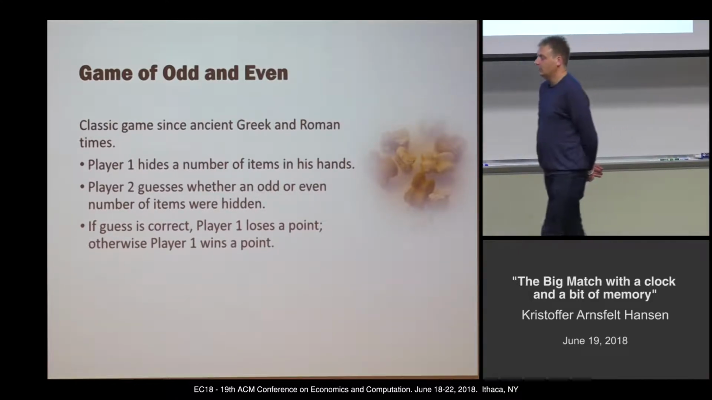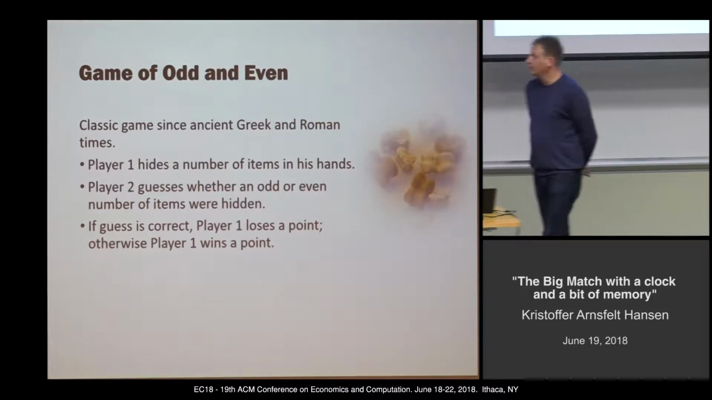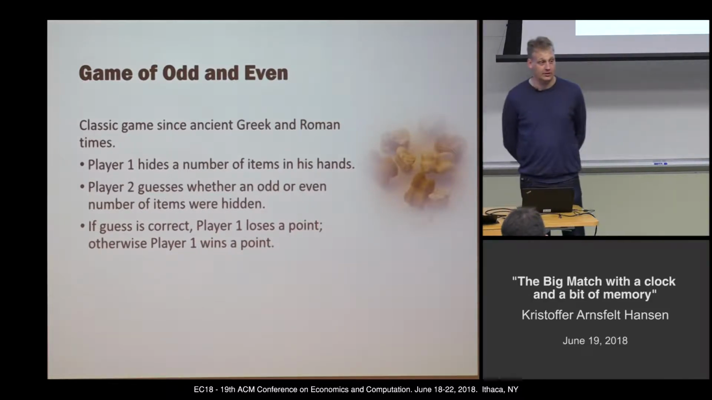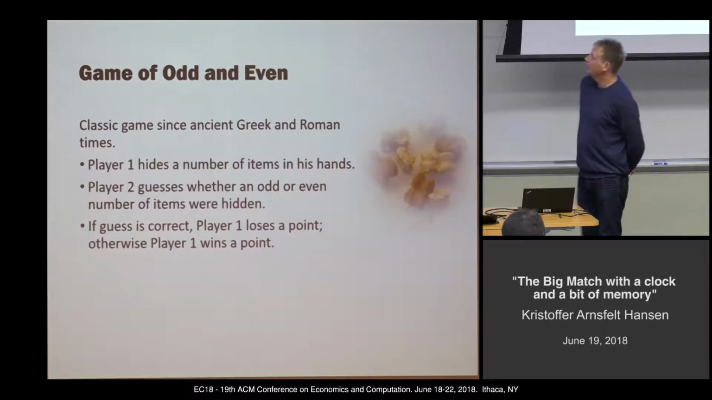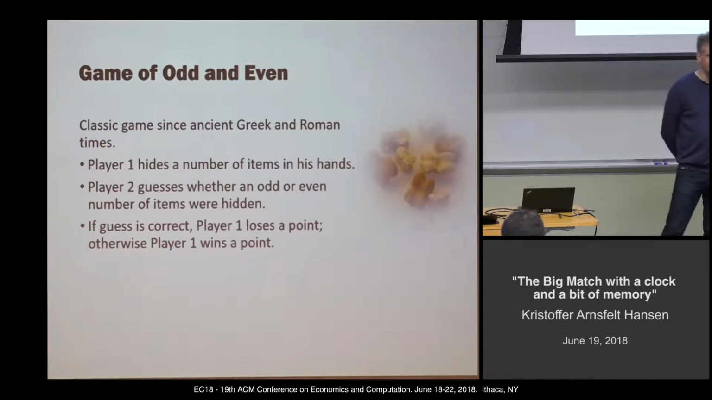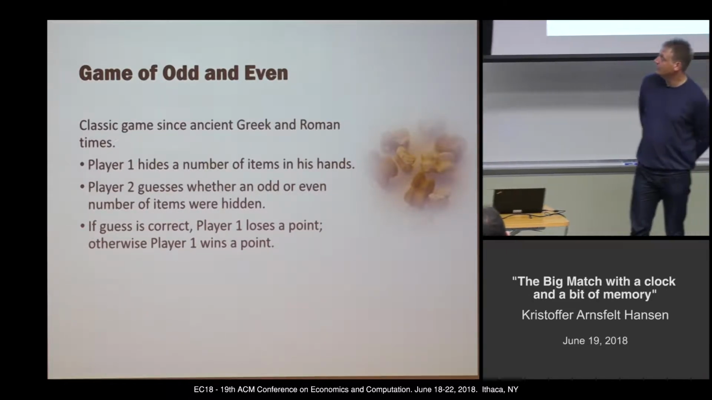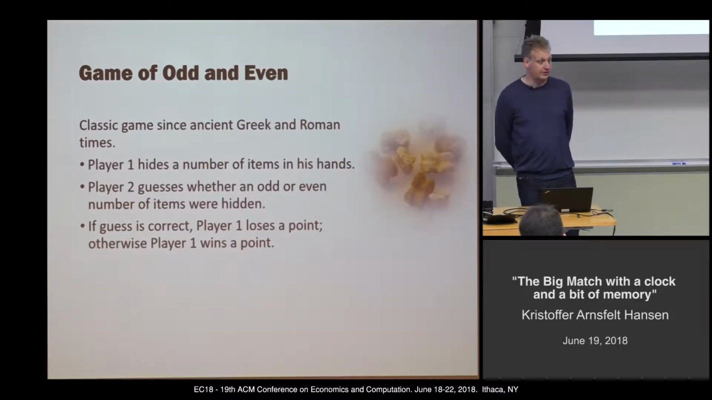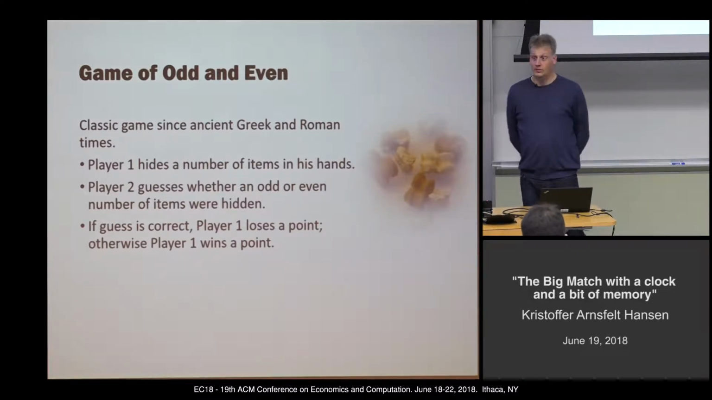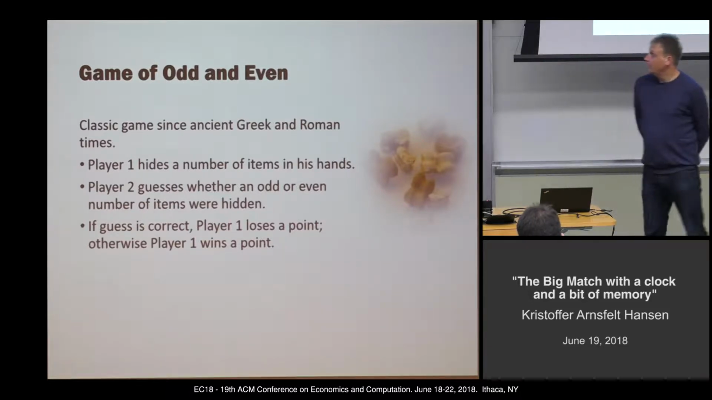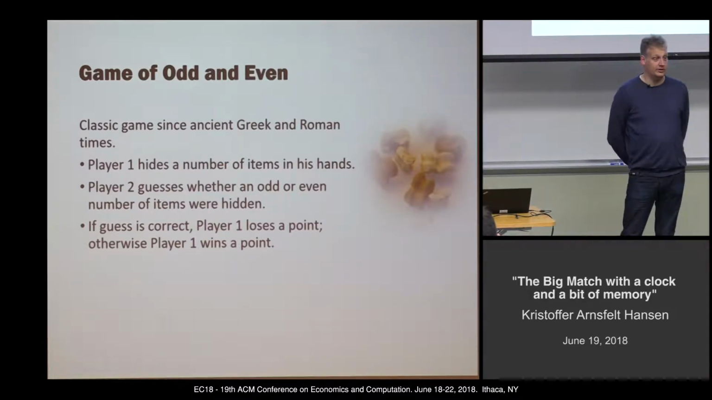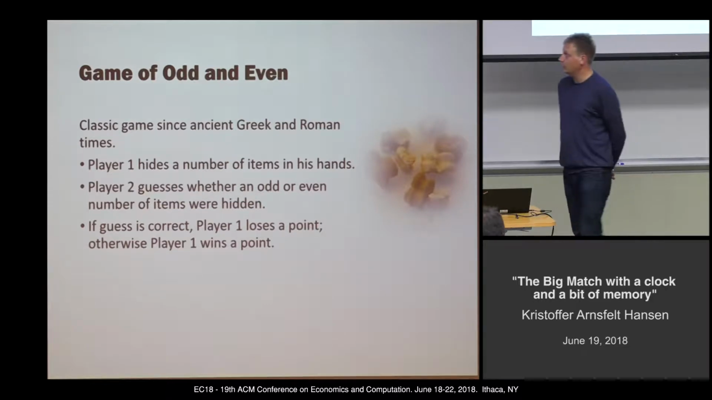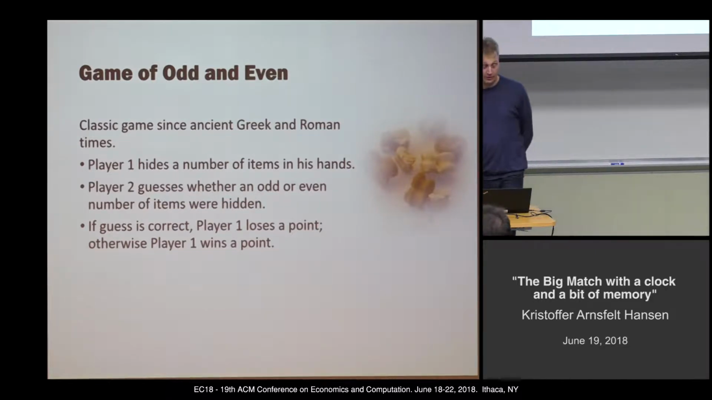It's a two-player zero-sum game, and player one picks a number of items. It could be knuckle bones and places them in her hand or his hand, and player two must guess whether an odd or an even number of items was hidden in the hand. Now it's revealed how many were in the hand, and if the guess is correct, player one loses a point, otherwise player one wins a point.